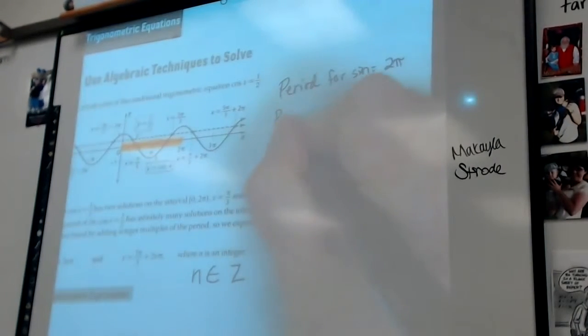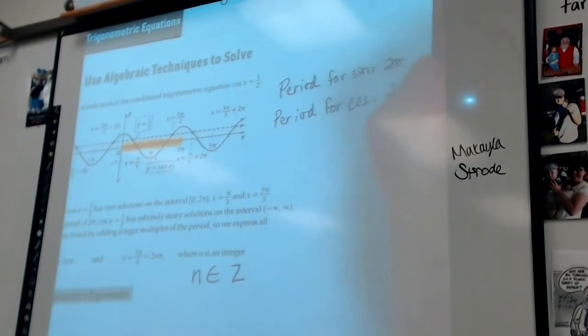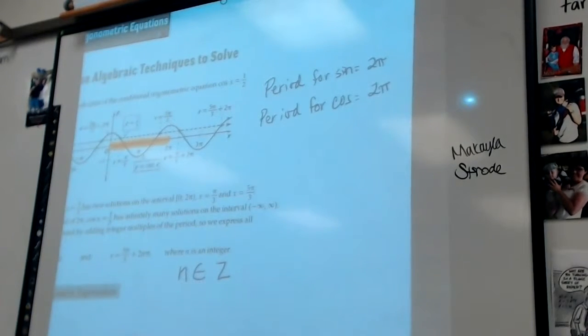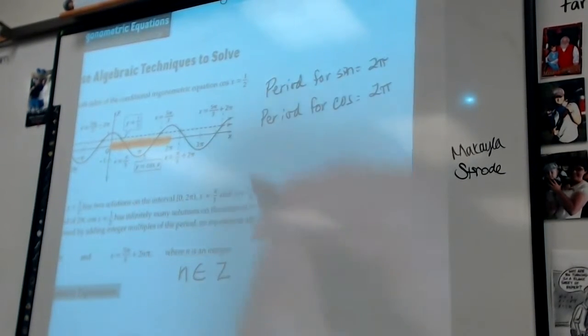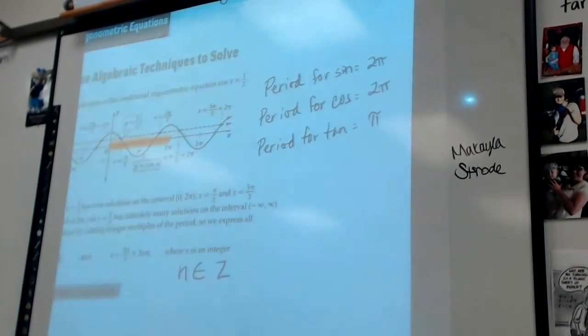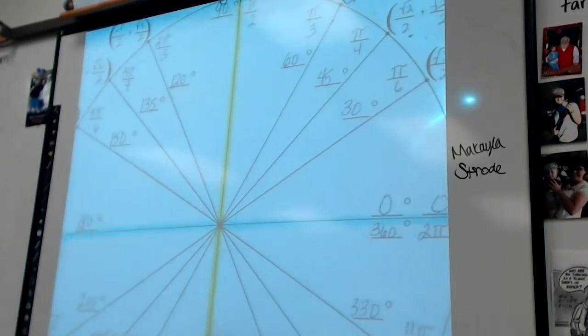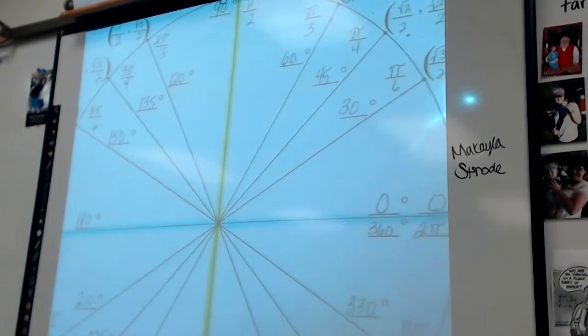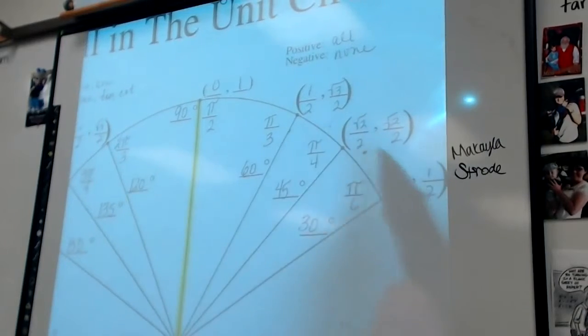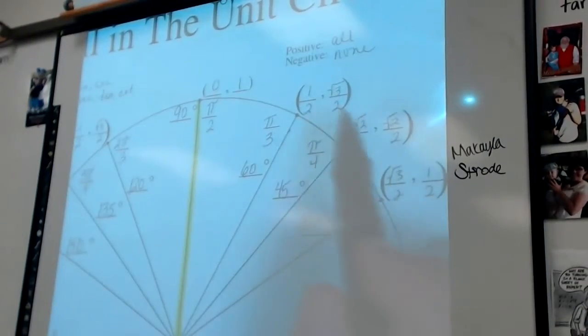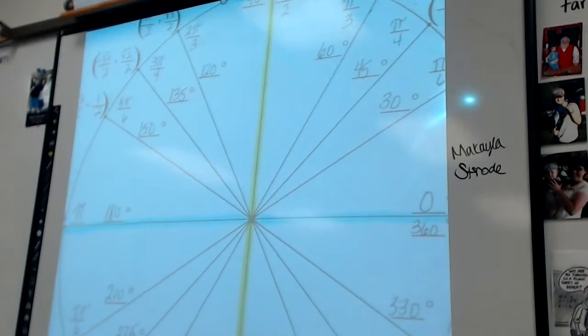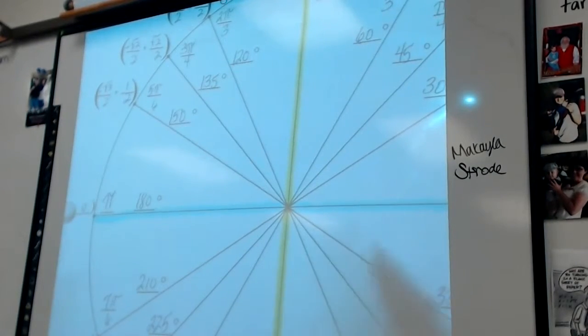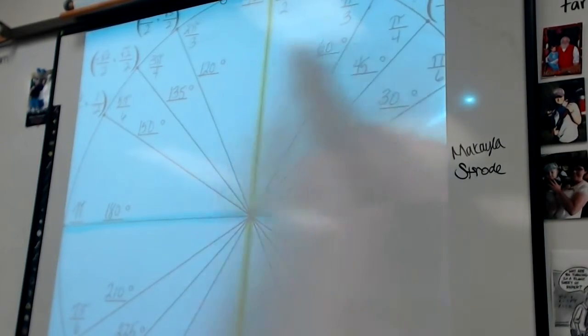Now, your period for cosine is 2 pi. But your period for tangent is just pi. So after you go halfway around the circle, tangent repeats itself. Tangent is sine over cosine. So you could do y over x, and you could see that it starts repeating itself again after pi. So when you're doing tangent, you only have to check from 0 to pi, not the whole circle.